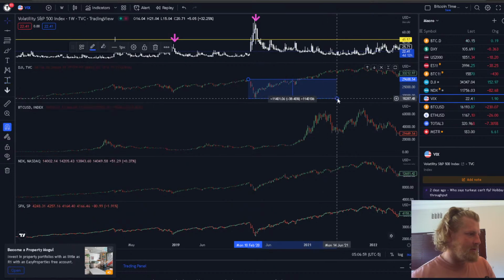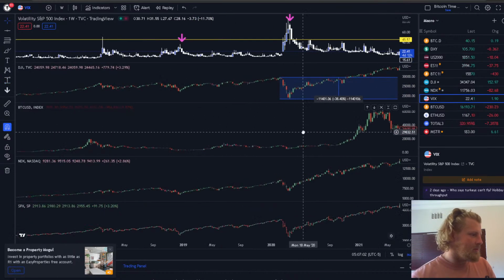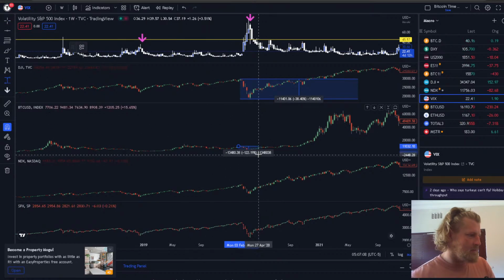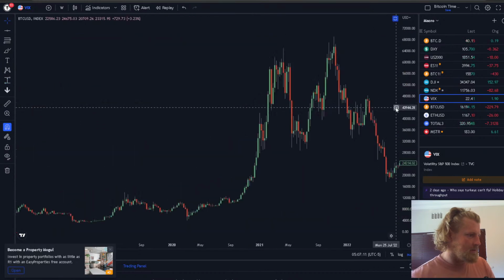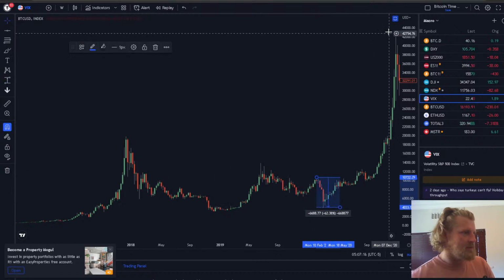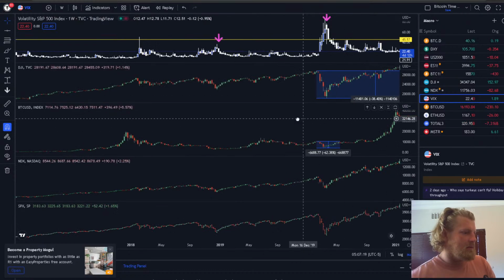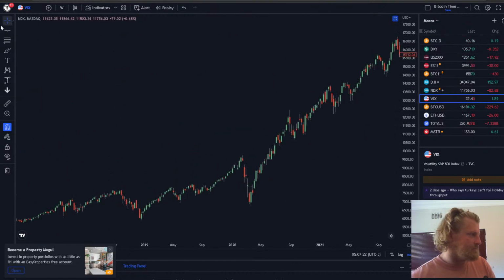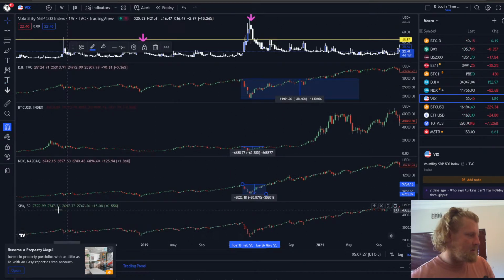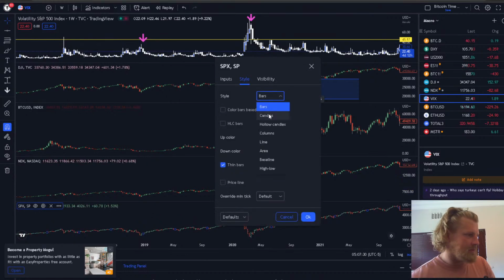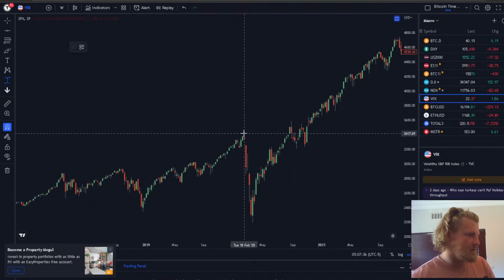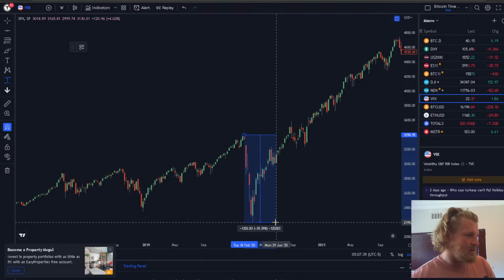So that was a 38% dip. The Bitcoin dip was, okay, this is quite hard to pull it up like that. A 60% dip on Bitcoin. On the Nasdaq, this was a 30% dip. And then on the S&P, it's got the bars. We want the candles. Also a massive dip, a 35% dip.